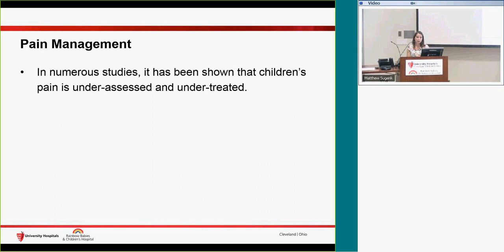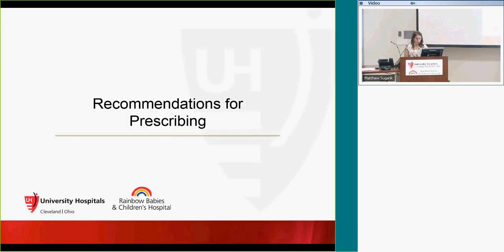So remember that we do need to treat children and their pain. If we don't treat pain, patients aren't going to heal as quickly, they're going to have a lot of side effects, and there's a lot of negativity that can happen with that.